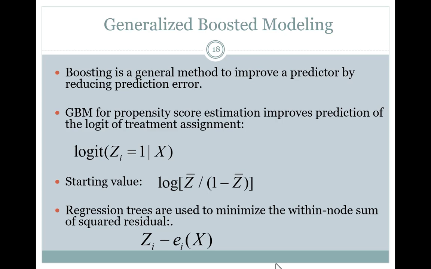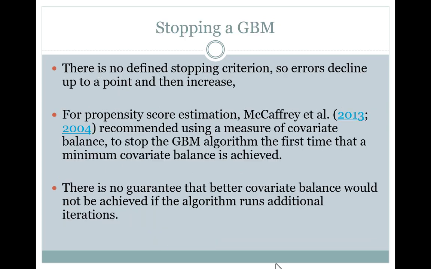In this case, the residual is the treated value minus the propensity score. So with GBM, there is no stopping criterion.